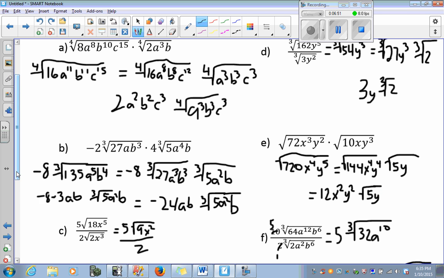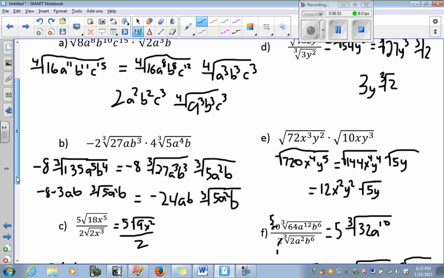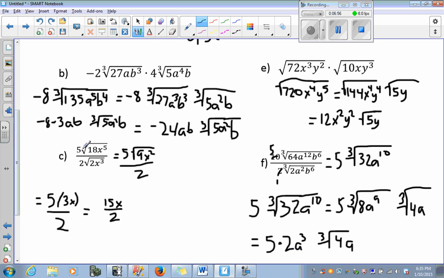All right, let's go over to C. With C, I have 5 times the square root of 18x to the fifth divided by 2 times the square root of 2x cubed. Now the 5 and 2, I'll just bring them over. Since this is a square and this is a square, I'm going to divide these two. 18 divided by 2 is 9. x to the fifth divided by x cubed is x to the 5 minus 3, so that's x squared. So I have 5 times the square root of 9x squared divided by 2, because again I just moved over the 5 and the 2.